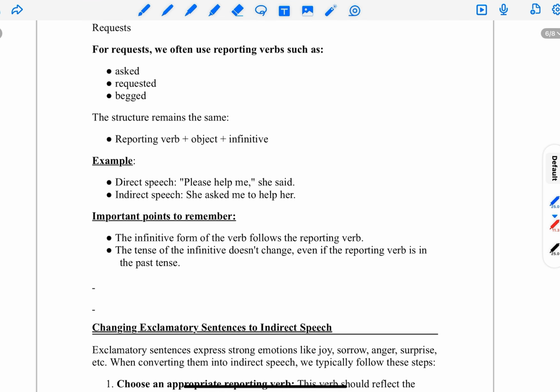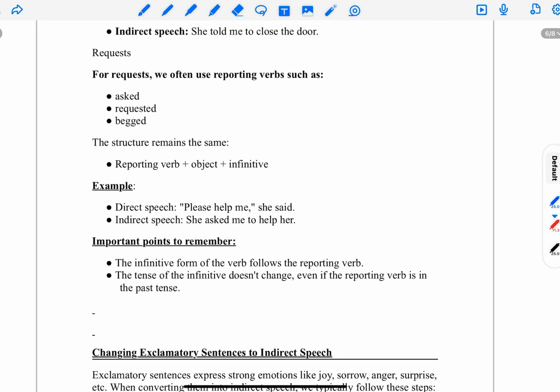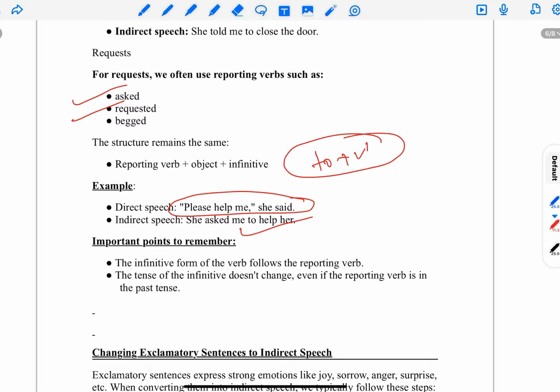Then comes the request type of sentence, in which there is a request. Direct speech will begin like "Please help me." There will be a word like please. It will be changed into requested in indirect speech, or sometimes it can be kept as asked. Generally we use requested in case of a request. "Please help me," she said. It can be changed into indirect speech like: she requested me to help her. Everywhere you will find the 2 plus b1 infinitive used.